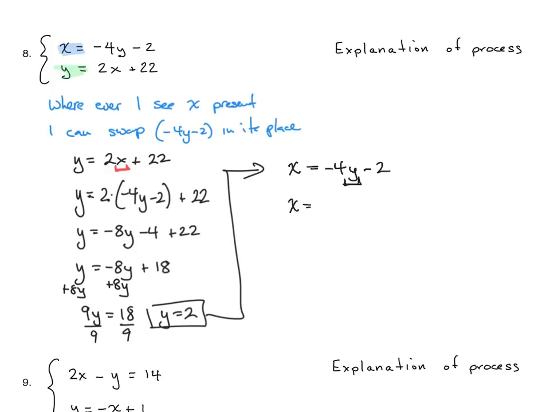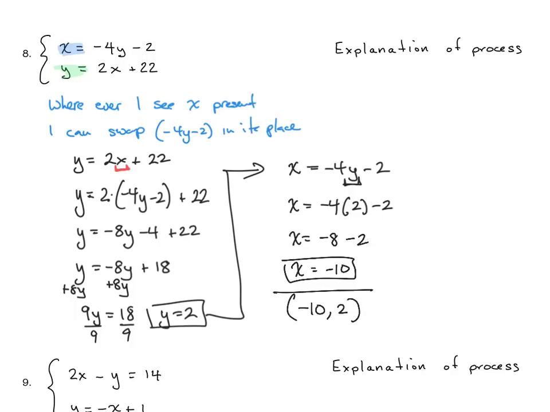So x equals negative 4 times 2 minus 2. So negative 4 times 2 is negative 8. Negative 8 minus 2 is x equals negative 10. So what I've got now is negative 10 for x and 2 for y. So the coordinate pair is negative 10, 2. So again, the point that I just found is the point of intersection. Now, what I also want to point out to you is it does matter the way I write that coordinate pair in.